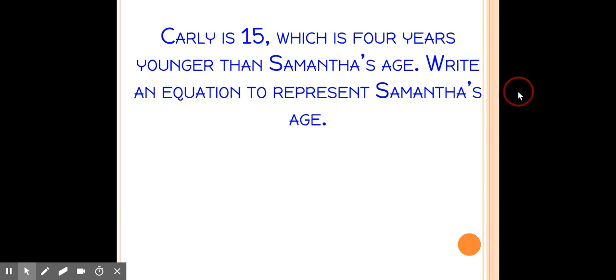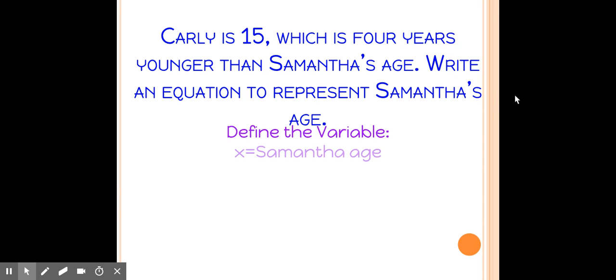I hope you remember that it's defining the variable. In other words, what piece of information is missing from our problem? I hope you said it's Samantha's age and picked out a variable to represent Samantha's age. Now our job is to piece together the equation using the numbers, the variable for Samantha's age, and putting it together. Give that a try now on your whiteboards.